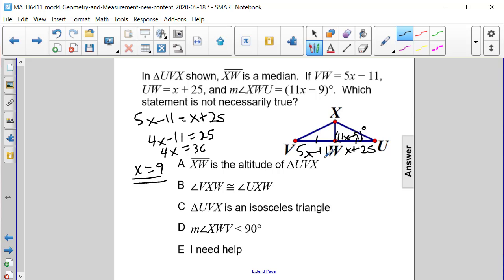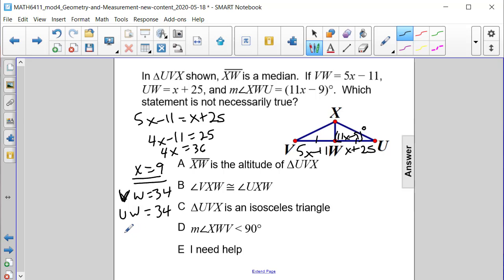And then if we substitute our value of x into all of our expressions, we would get that VW is 5 times 9, which is 45. 45 minus 11 is 34. And we would get that UW is equal to 9 plus 25, which is also 34. So again, that justifies our answer that x is 9 here.